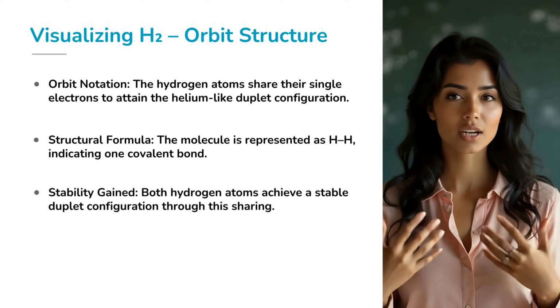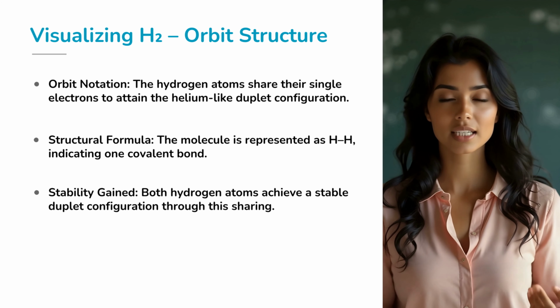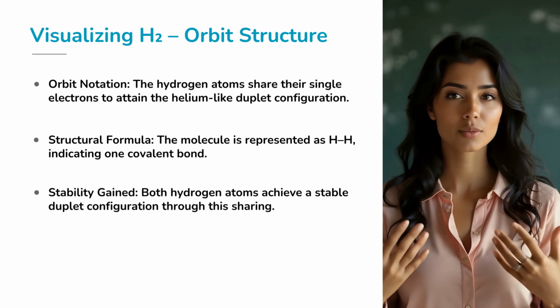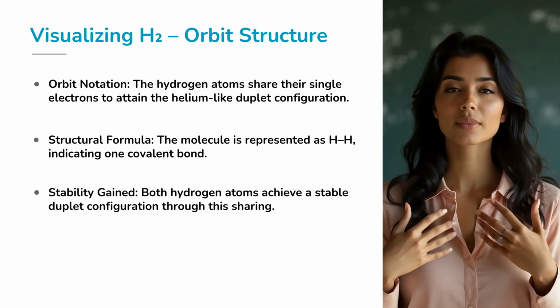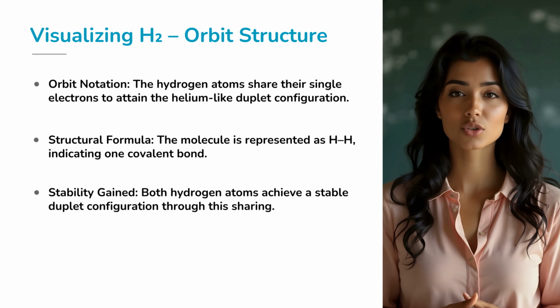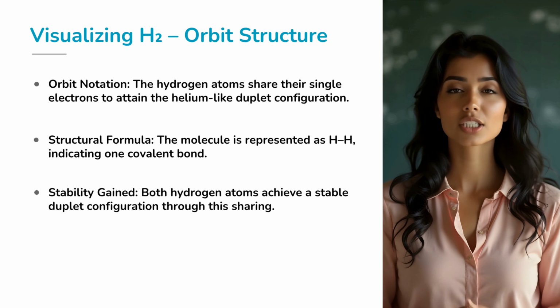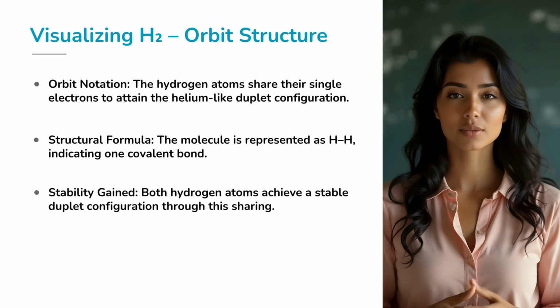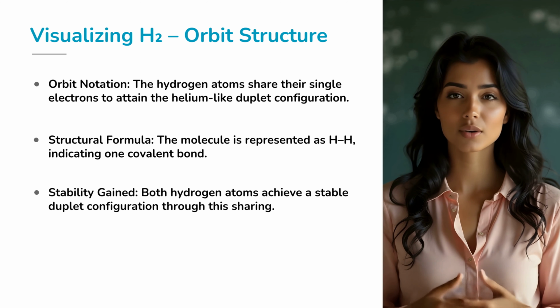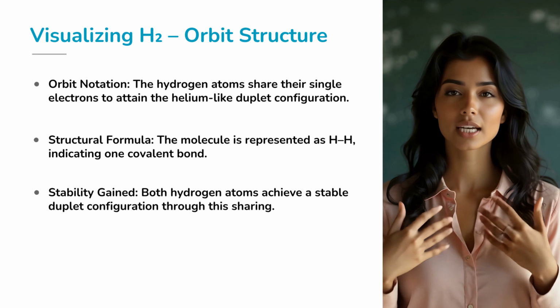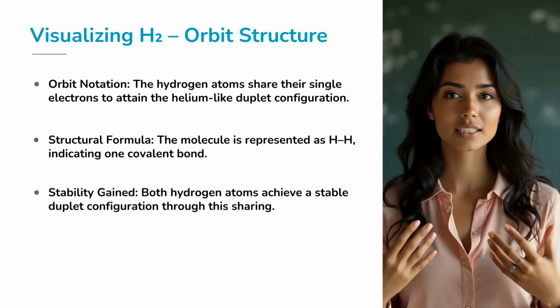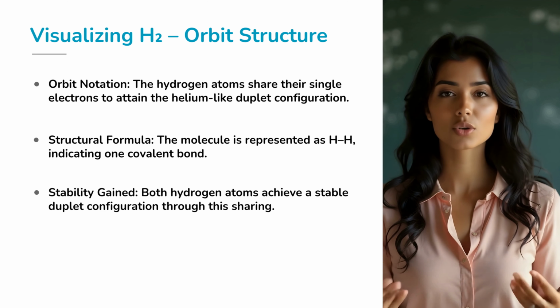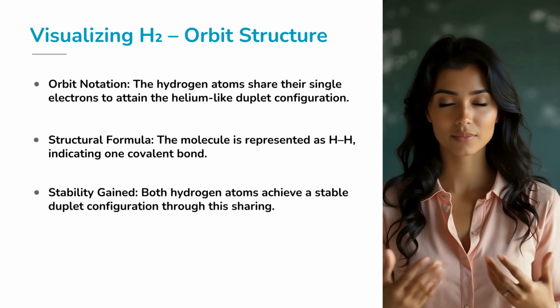Both nuclei attract this shared pair, resulting in a strong bond between them, and this is what holds the hydrogen molecule together. In diagram form, you'll see two overlapping circles, each labeled hydrogen atom, and in between, two shared dots representing the shared pair of electrons. And that's how nature builds a stable molecule out of two simple atoms.